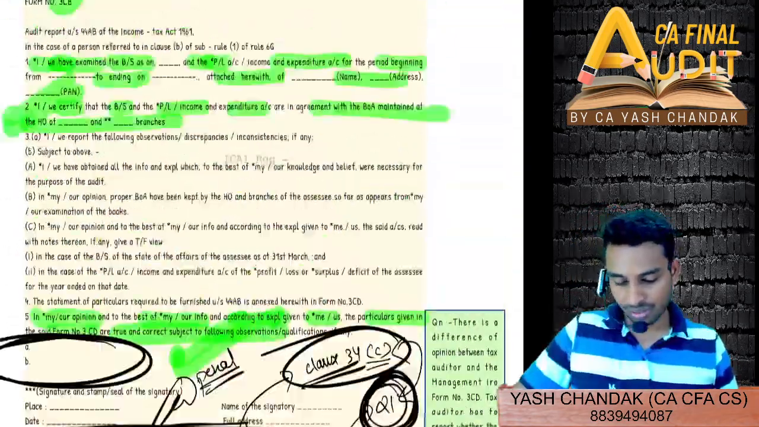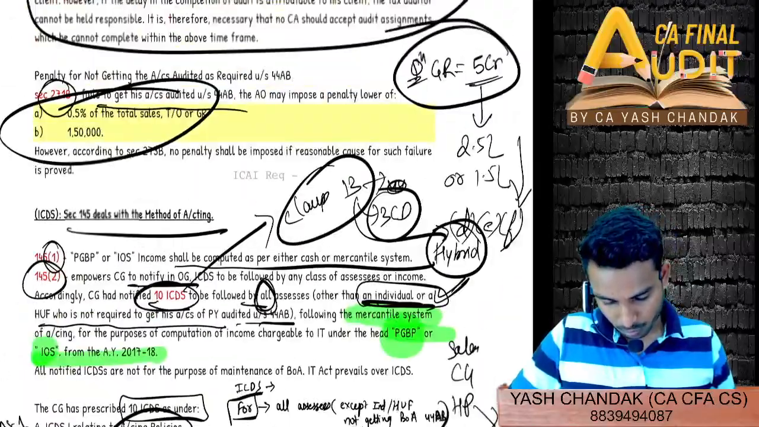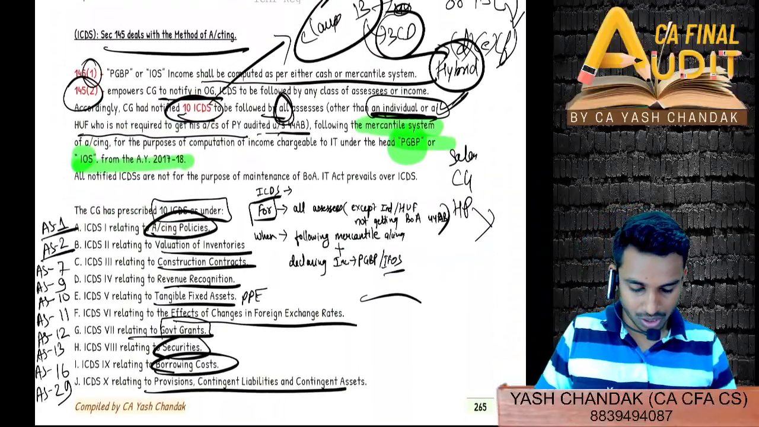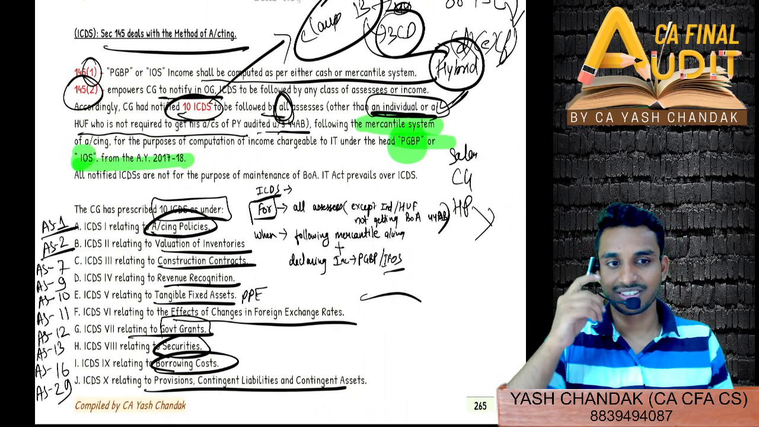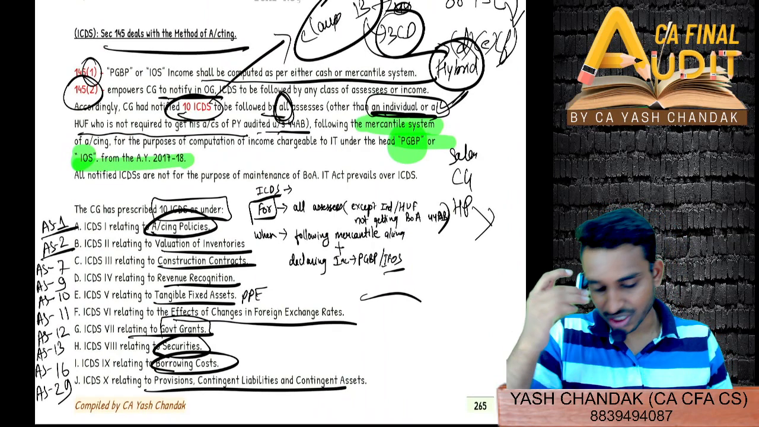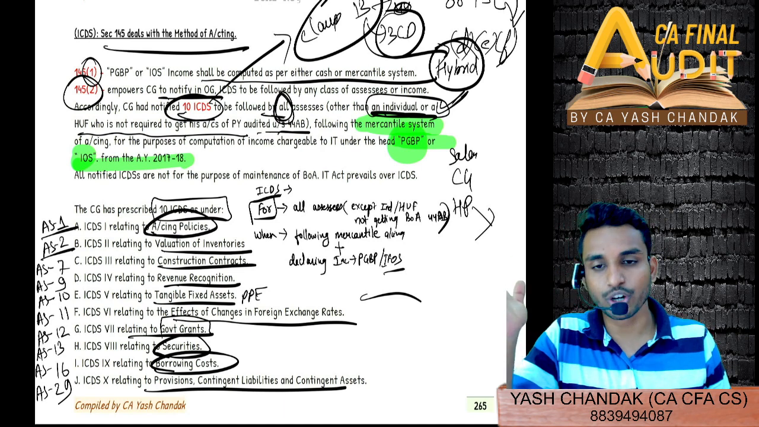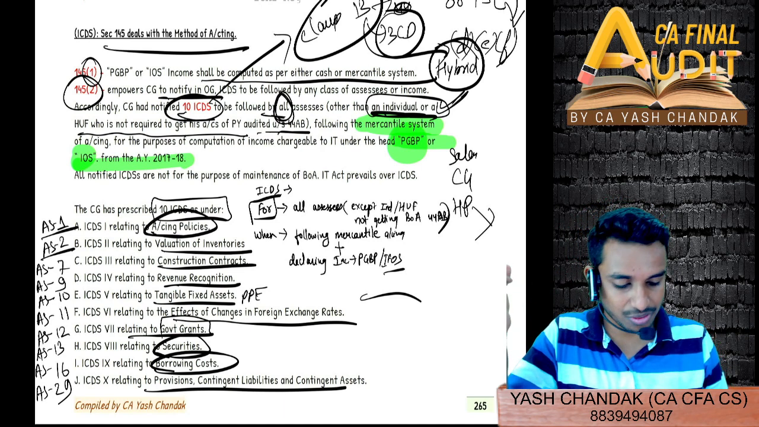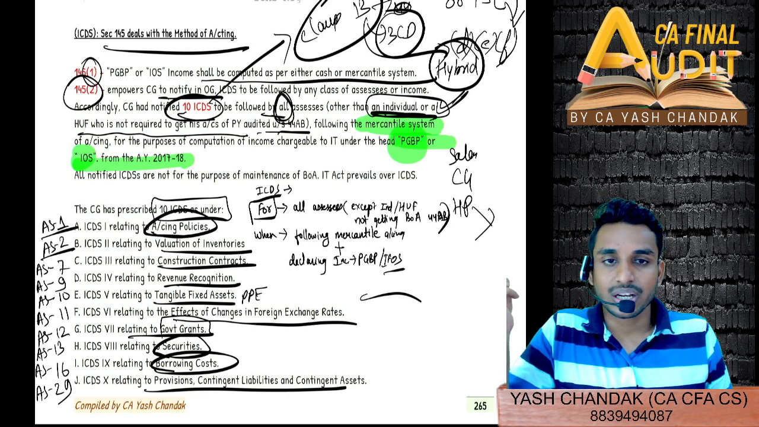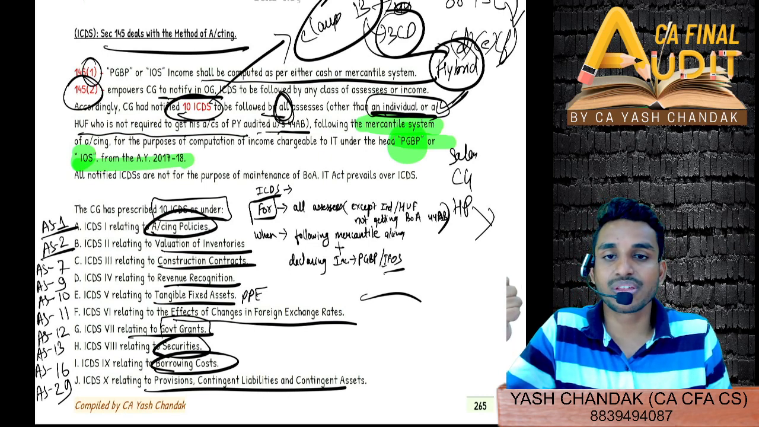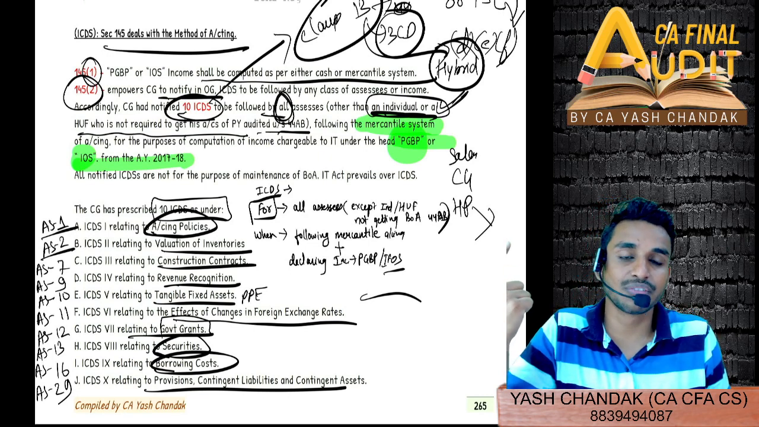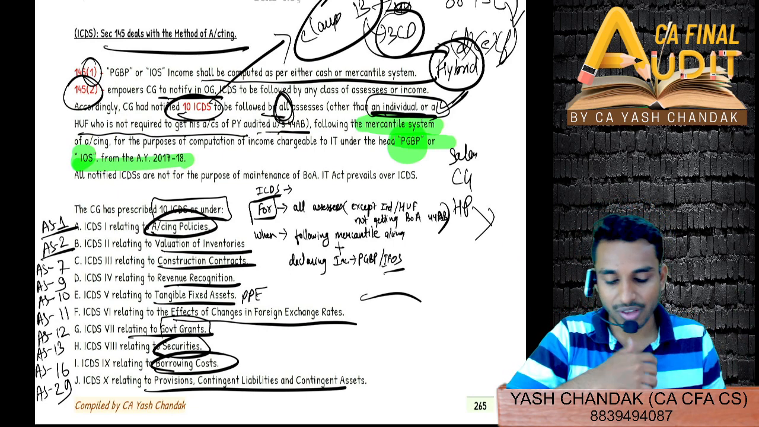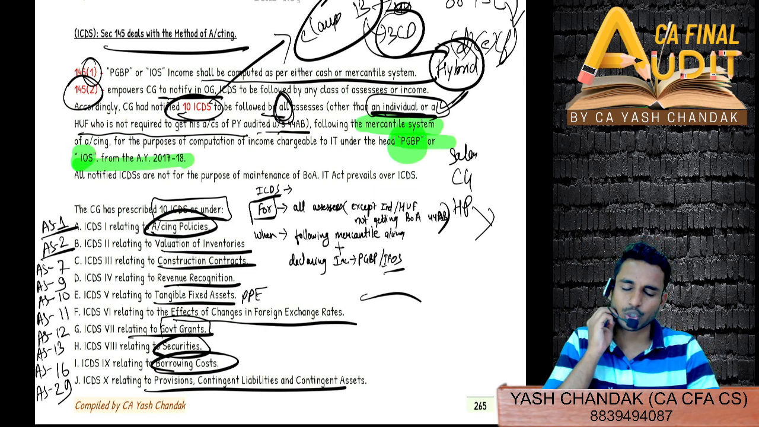So I'll quickly revise a few points from section 145. Section 145 subsection 1, section 145 subsection 2 and section 145 subsection 3 - subsection 3 only says that if you do not comply with subsection 1 and subsection 2, then the assessing officer may impose a penalty on you.